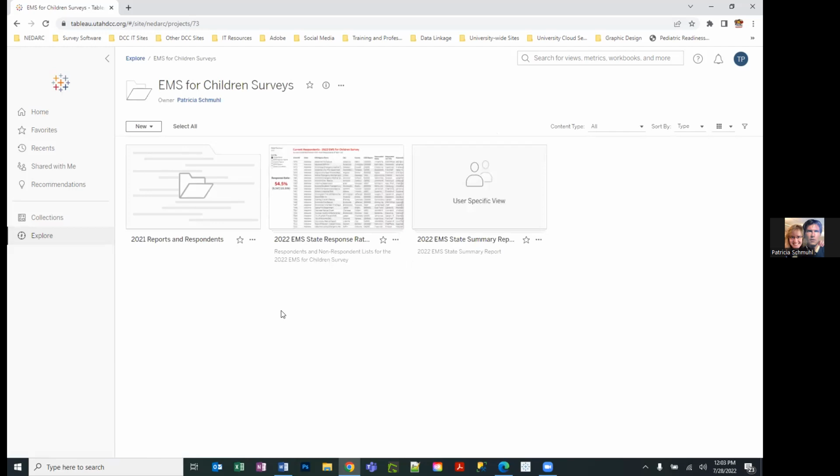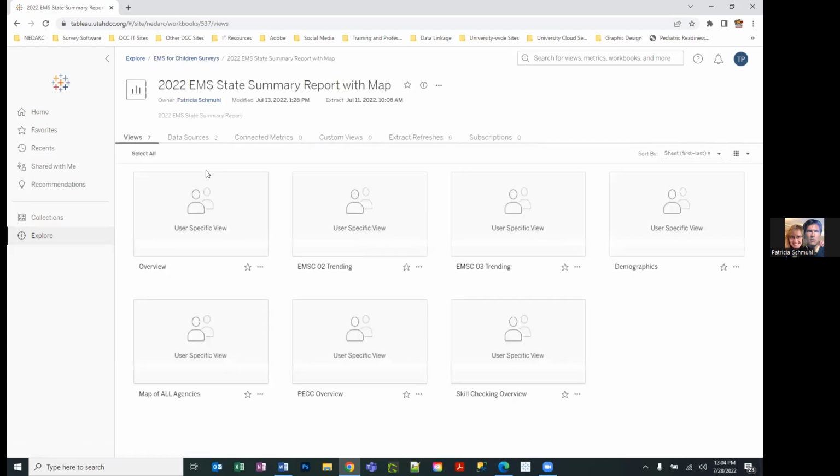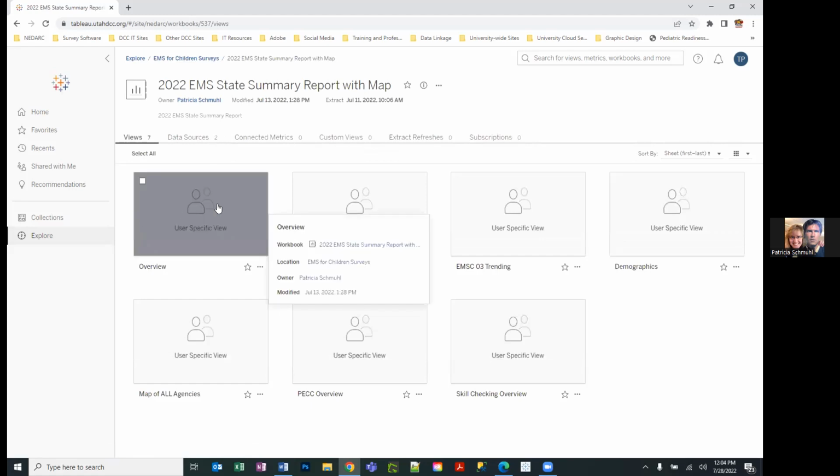And one thing to remember is if it's not a folder, this is called a workbook. This is important when you are printing or sharing things. So we're going to look at the 2022 EMS State Summary Report. So this is a workbook. As soon as we open it, we see all the dashboards. So a workbook contains dashboards.